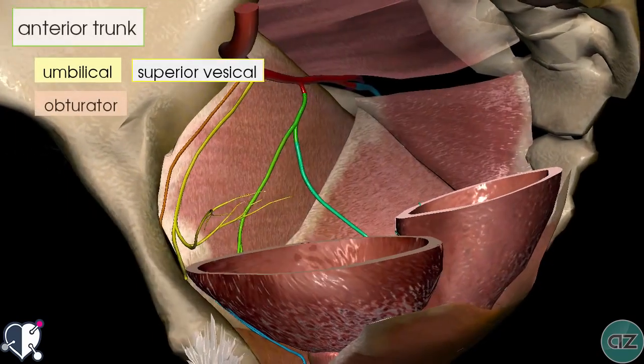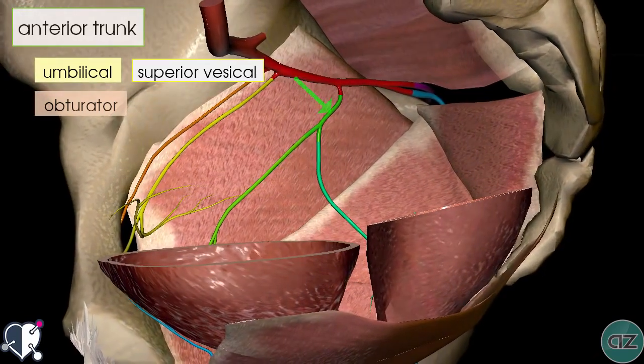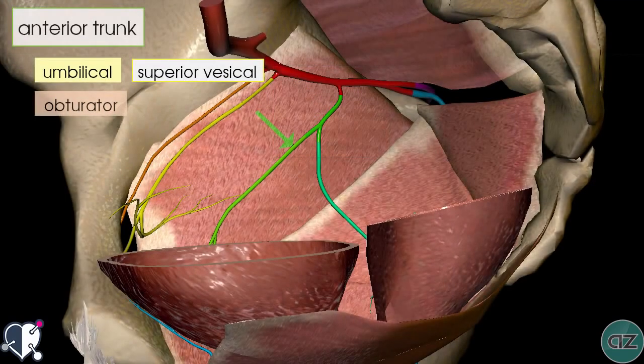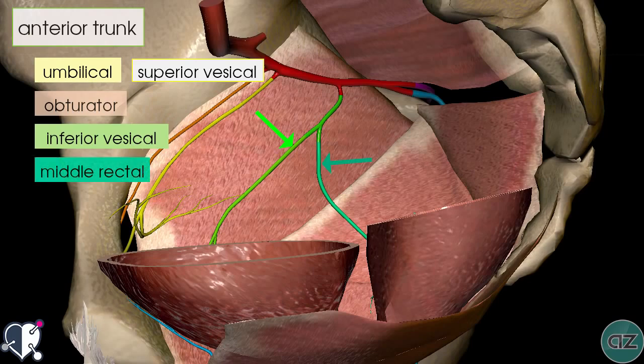Moving on, we can see the next artery in green. So on this model you can see this common trunk here, which gives rise to two arteries. Anteriorly we have the inferior vesical artery, and posteriorly, in the slightly different shade of green, you can see the middle rectal artery. So the inferior vesical artery doesn't always arise from a common trunk as shown in this model, and it can sometimes arise individually from the anterior trunk.